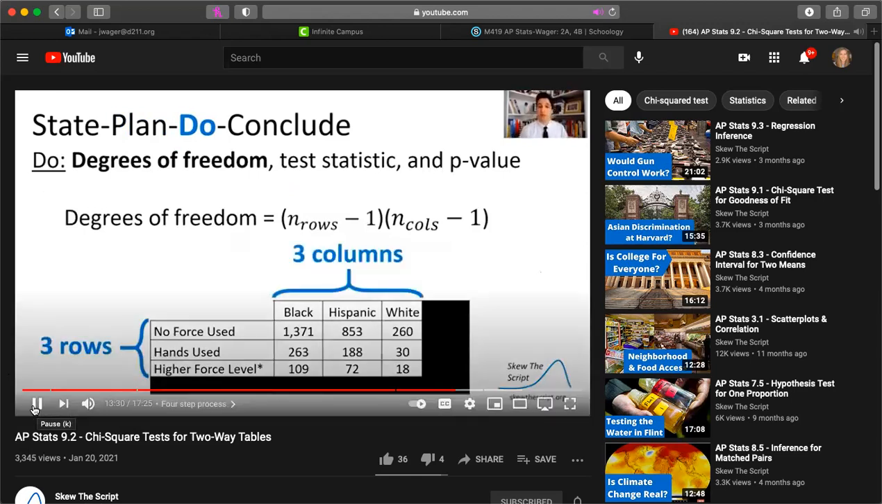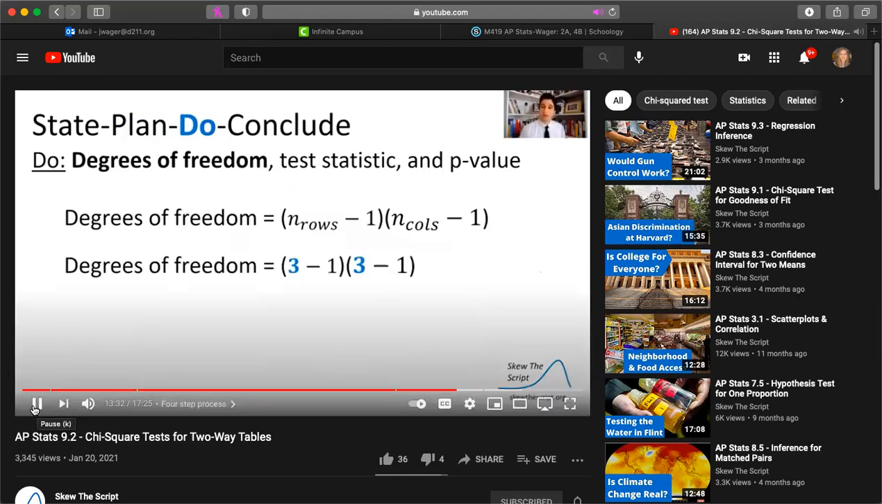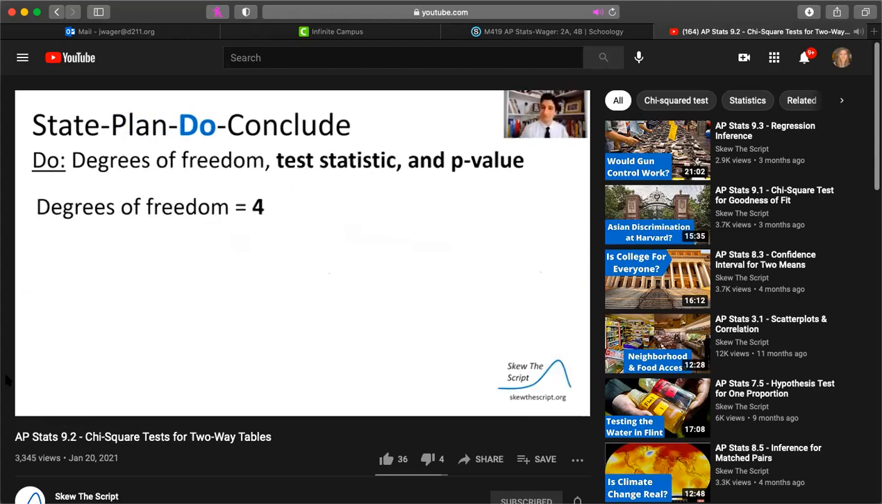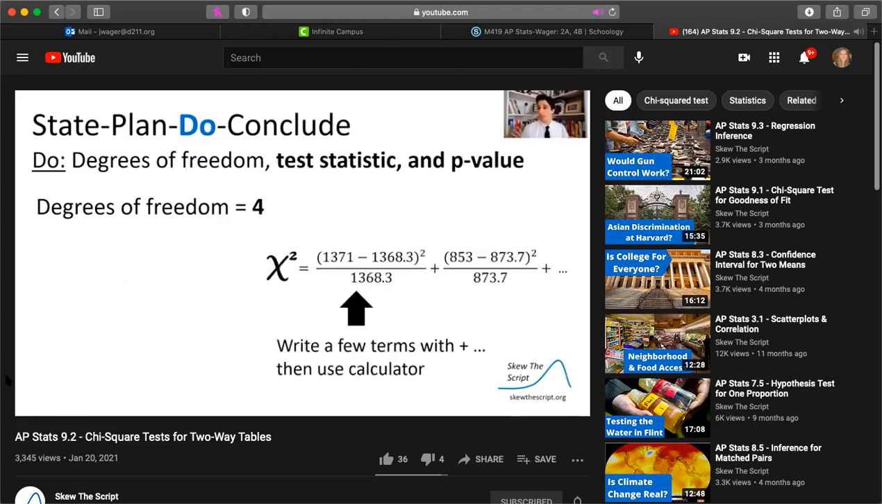So in this case, we have 3 columns and 3 rows, and 1 and 3 for each. Subtract before multiplying, because we're in parentheses, and then we get 2 times 2, which is 4. So we have 4 degrees of freedom, and the calculator gave us all the rest of the test statistic and the p-value.